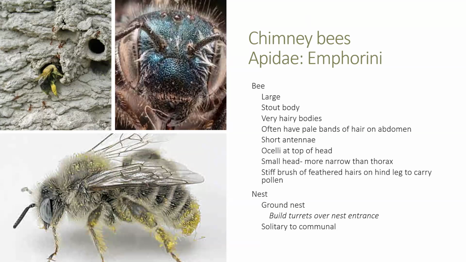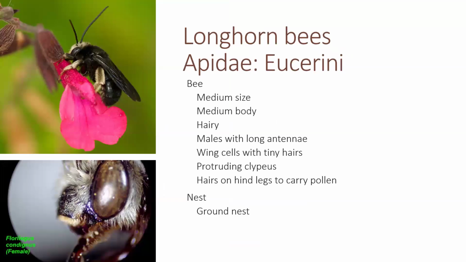These are a ground nesting bee. You can see that on the upper left-hand picture. And they are called chimney bees because these are going to build turrets over their nest entrance. And so it looks like little tiny chimneys. So these ones can be solitary to communal, so they will aggregate in areas that have good soil for them to build that particular nest structure.